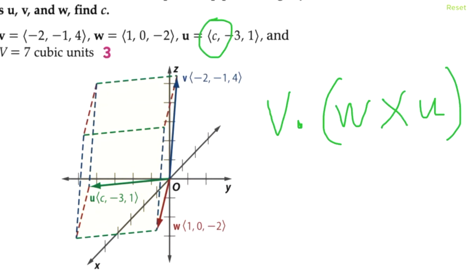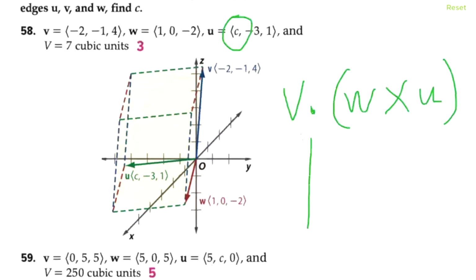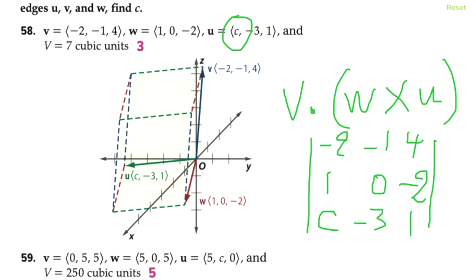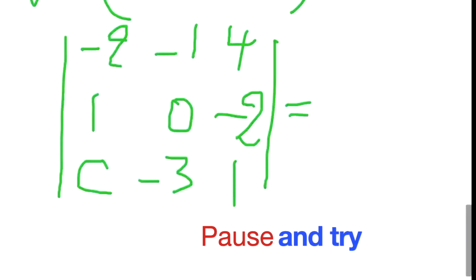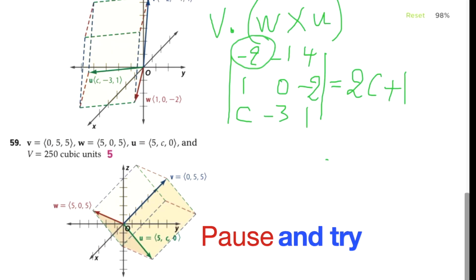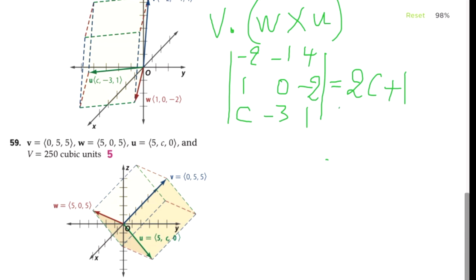Don't worry, you're going to find an answer at the end with C. Okay. So to calculate it, just put your determinant -2, -1, 4, and then 1, 0, -2, and then C, -3 and 1, and you calculate it. You get 2C plus 1. I've explained the calculation. If you want me, I can explain it again. But I wish you do your calculation yourself. This is what you get.